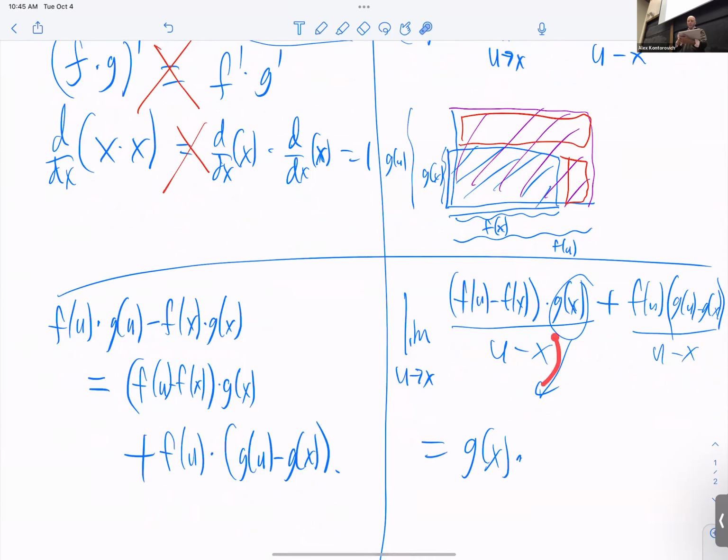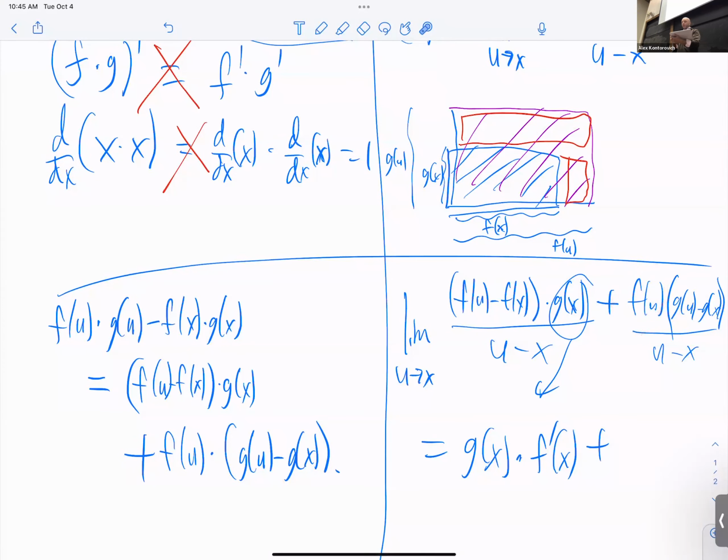times what is this expression? F of u minus f of x divided by u minus x. It's the derivative of f. This is exactly the definition of the derivative of f. So all we're doing is taking g of x and multiplying it by the derivative of f. So that's g of x times f prime of x. So far, so good?